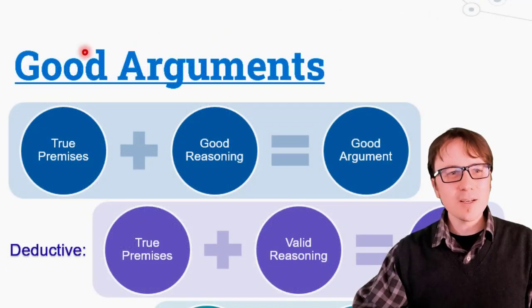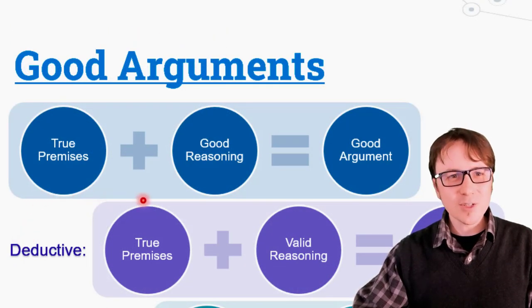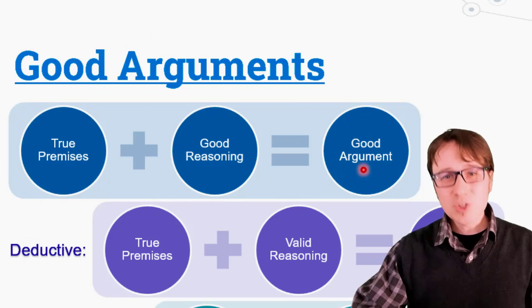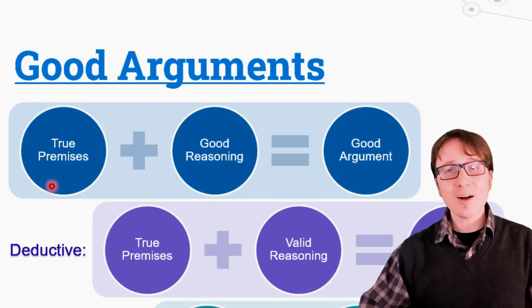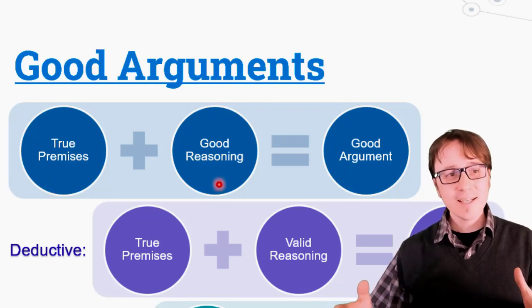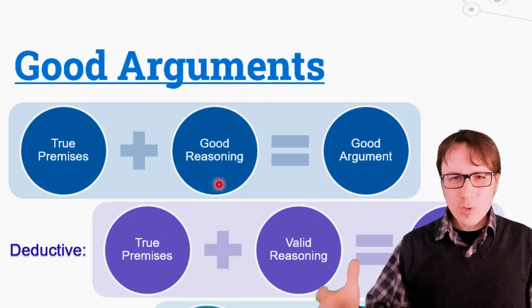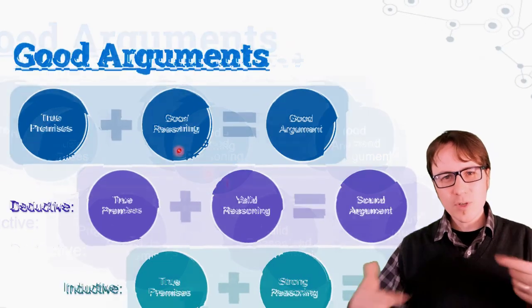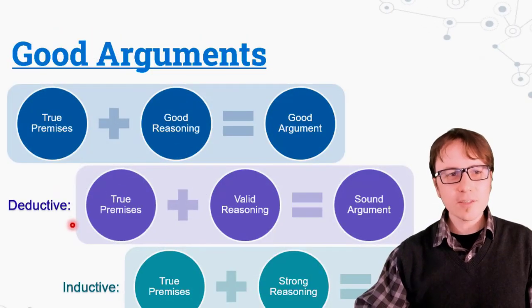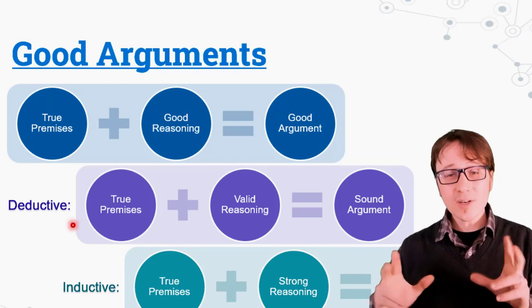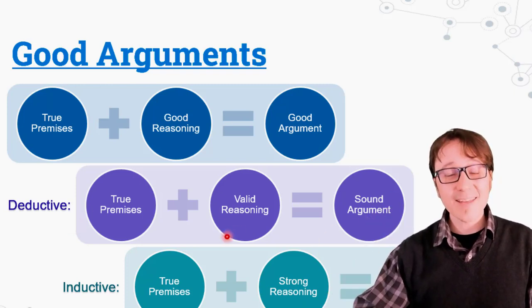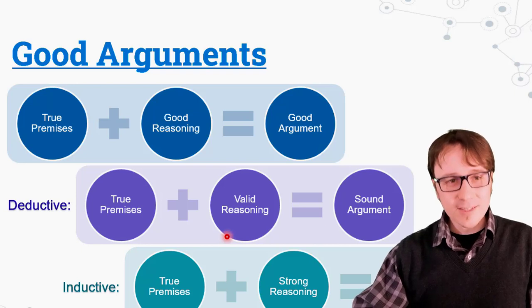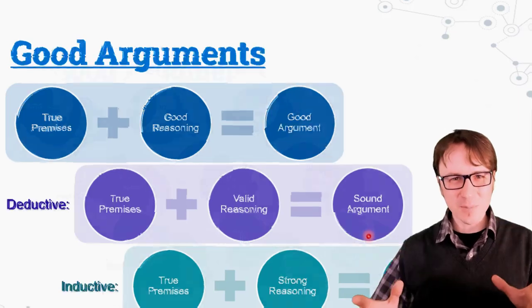So I made this diagram here to go over the basic nature of what makes a good argument. In general, a good argument needs two things. It needs to have true premises, and it also needs to have good reasoning. We use slightly different language to describe these things depending on what type of argument it is. For deductive arguments, those arguments of necessity, you still need true premises, but the type of reasoning we're concerned with is whether it has valid reasoning. And if it does have valid reasoning and true premises, we call it a sound argument.